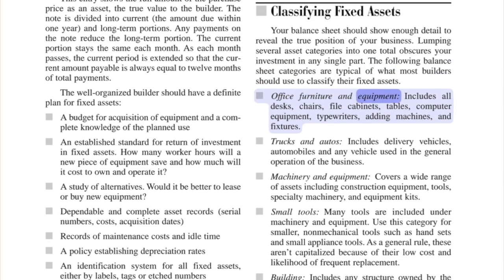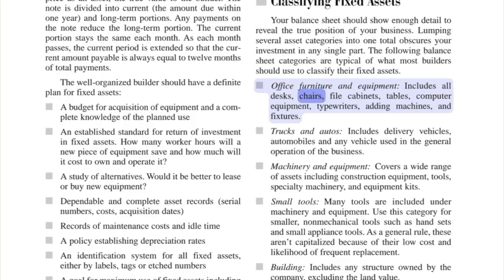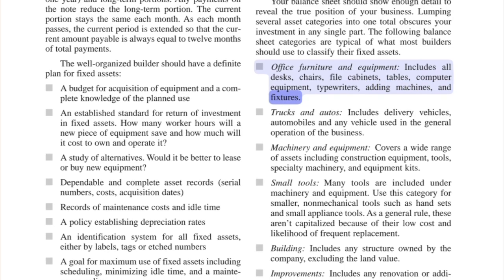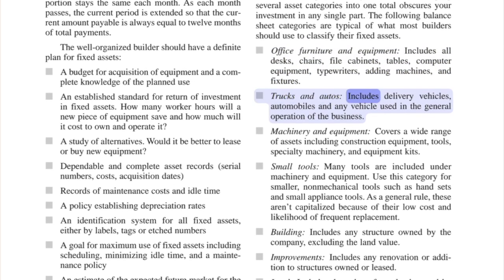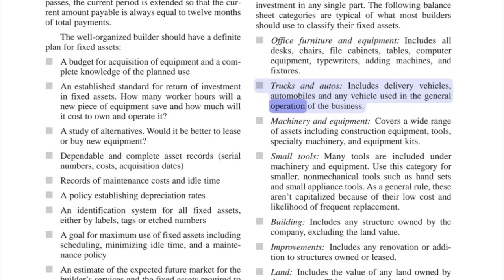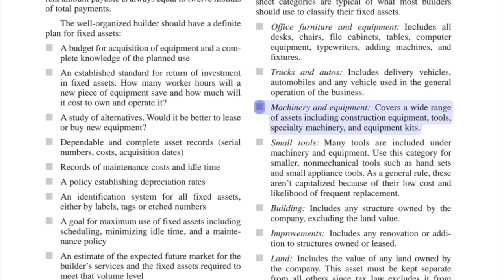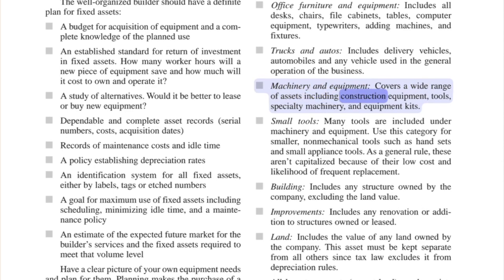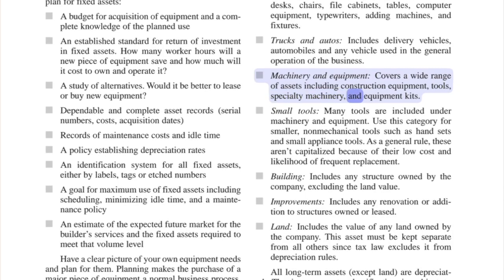Office furniture and equipment includes all desks, chairs, file cabinets, tables, computer equipment, typewriters, adding machines, and fixtures. Trucks and autos includes delivery vehicles, automobiles, and any vehicle used in the general operation of the business. Machinery and equipment covers a wide range of assets, including construction equipment, tools, specialty machinery, and equipment kits.